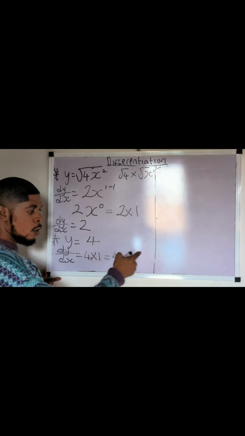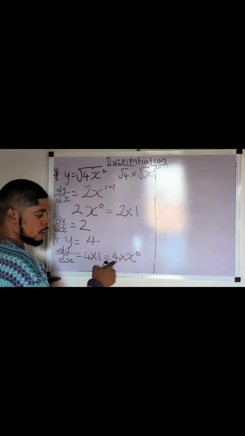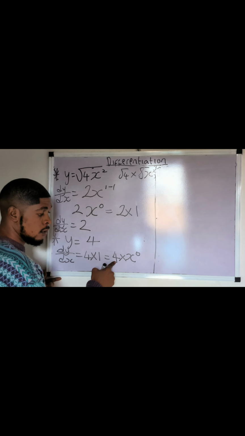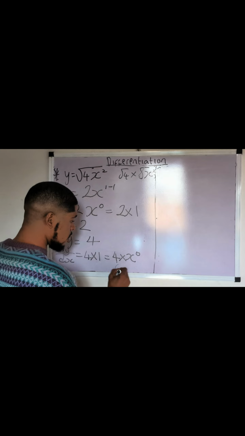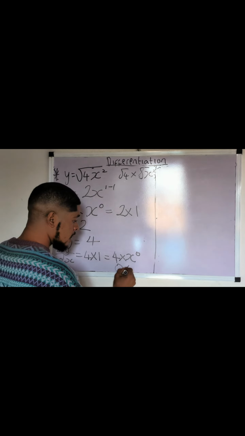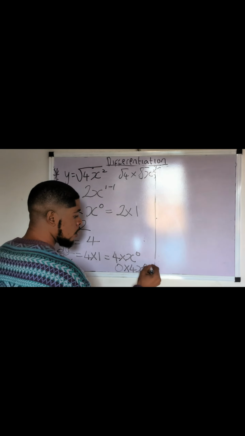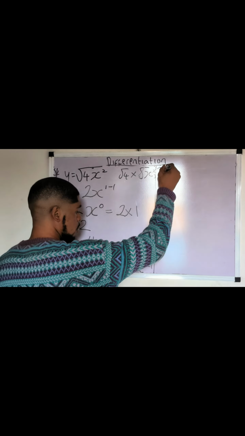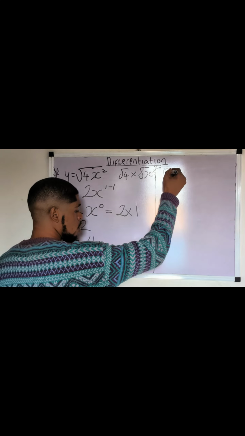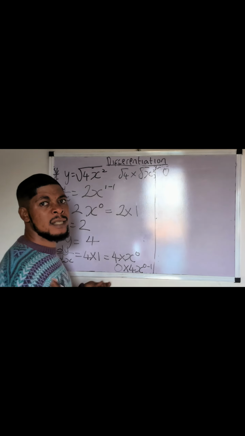Okay? Now, solving this using what? The power. Use the power to multiply this. You are going to get what? 0 times 4x to the power minus 1. The 0 times everything will still give you 0.